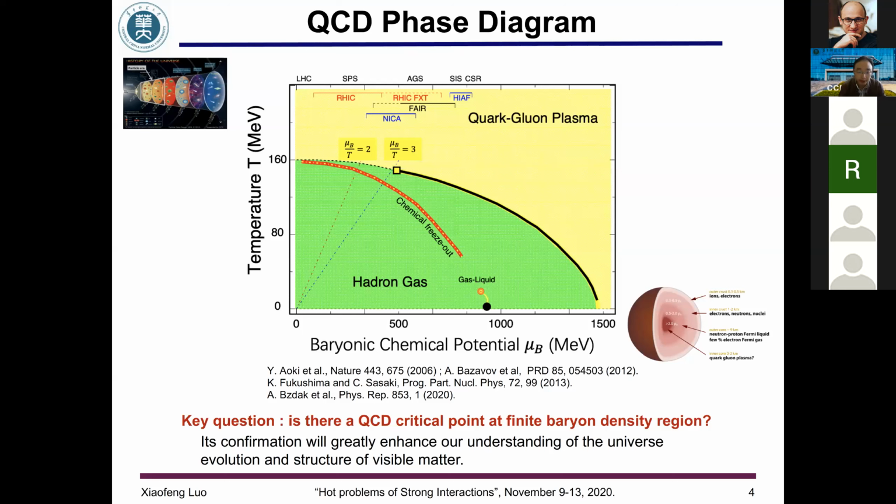So a key question is whether there is a QCD critical point in the finite baryon density region, and whether we can map out the first order phase transition boundary experimentally. If we confirm those structures in the QCD phase diagram, it will greatly enhance our understanding of the evolution of the universe and the structure of visible matter. The high temperature region of this phase diagram is related to the evolution of our universe, and the high baryon density region is related to dense objects in astrophysics that exist nowadays. So understanding the phase structure at high baryon density is extremely important, as it connects the early universe and the universe today.